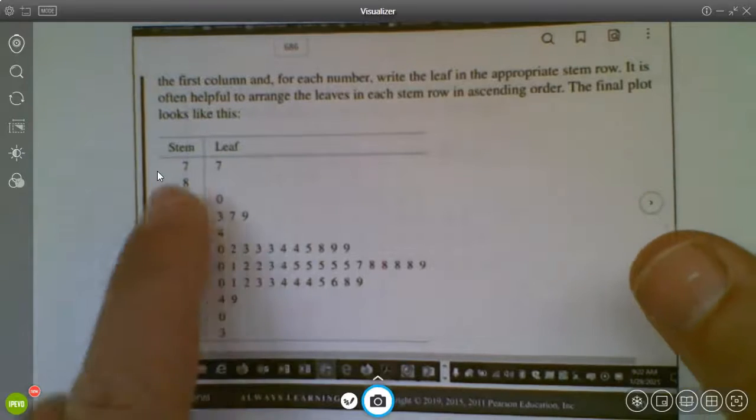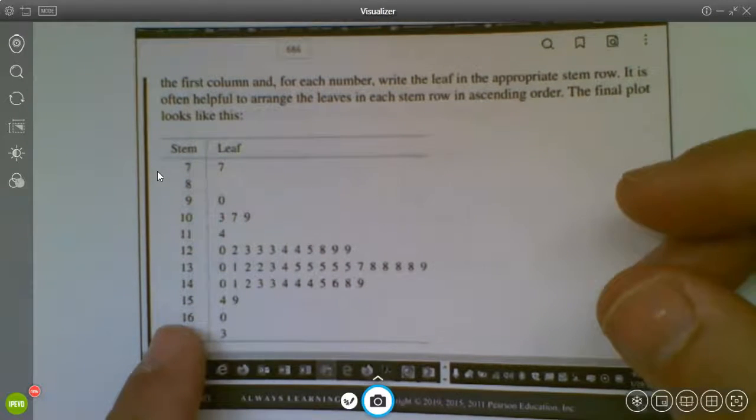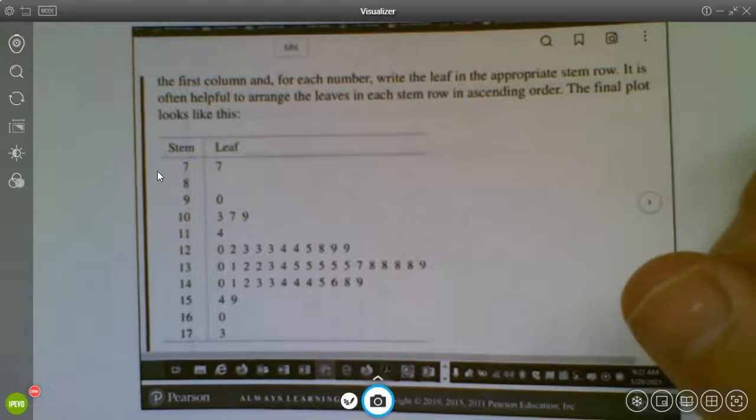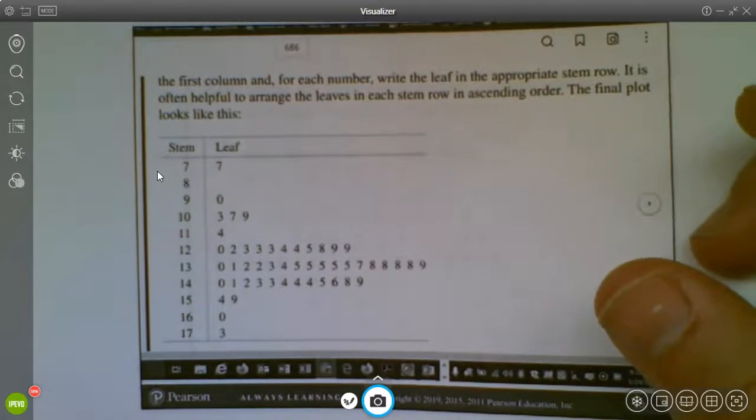These can be anything. They don't have to work in tens. It's sort of up to the person making the stem and leaf plot how they want to organize the numbers. So let me show you a different scenario with one of these.